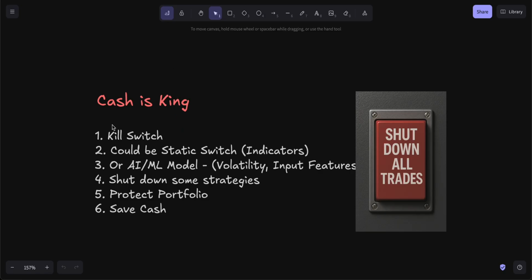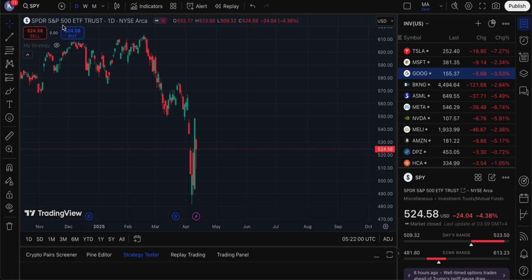Quants basically have a kill switch, so it could be based on a specific indicator or a volatility model. For example, if the volatility goes above a certain threshold, or if the price goes below a certain threshold, then the strategy essentially shuts down. Here, if I can get into one of the strategies, we'll discuss a couple of the portfolio-based strategies.